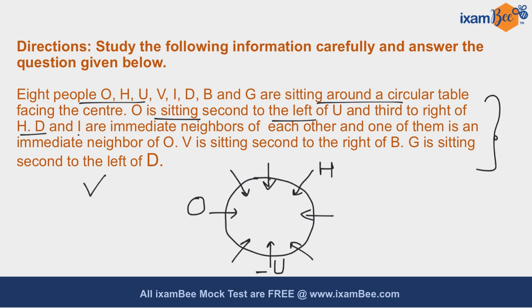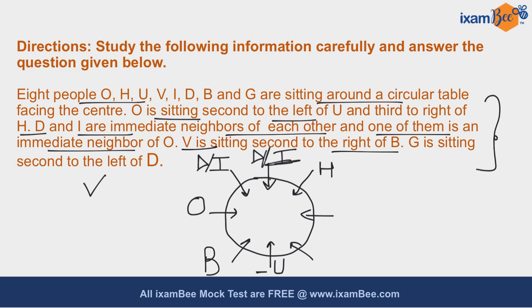Now it is given that D and I are immediate neighbors of each other and one of them is an immediate neighbor of O. So you know that the only possibilities to place D and I are either over here or over here, because we are not sure who is the immediate neighbor of O. So there might be that D and I are present over here or over here. Now it is given that V is sitting second to the right of B. So the only possibility for B is over here, and you have to place V second to the right of B.